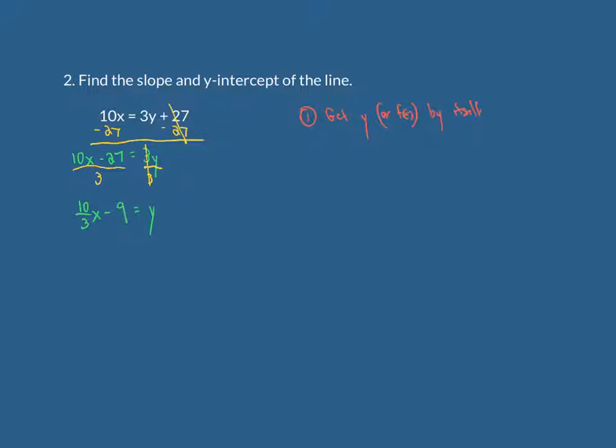So now we've got the y by itself, and remember the slope is going to be whatever term's in front of the x. The y-intercept is going to start with 0, but the y value is going to come from that equation there. So the slope, remember it doesn't include the x, but it's the number in front of x, 10 over 3. And then the y-intercept is going to start with 0, and the number that we fill in is that -9.